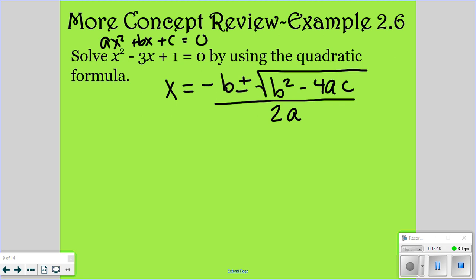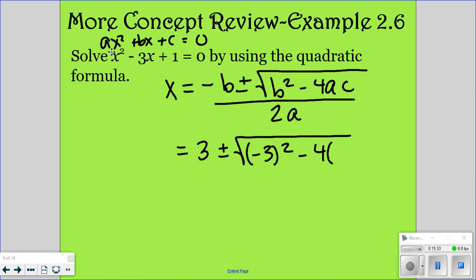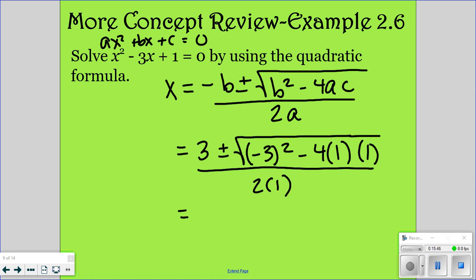So our b on this one is the -3. So negative b is going to be a positive 3. And then plus or minus the square root of -3 squared minus 4. Our a on this one is just an understood 1. Our c is another 1, all over 2 times 1. So if you simplify, you get 3 plus or minus the square root of 9 minus 4 over 2.